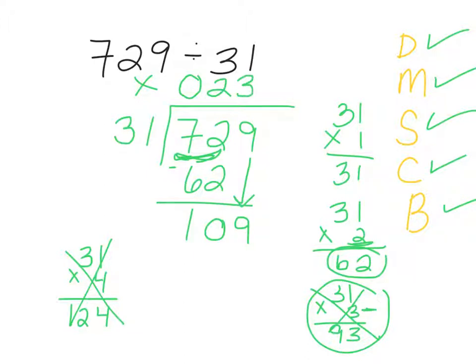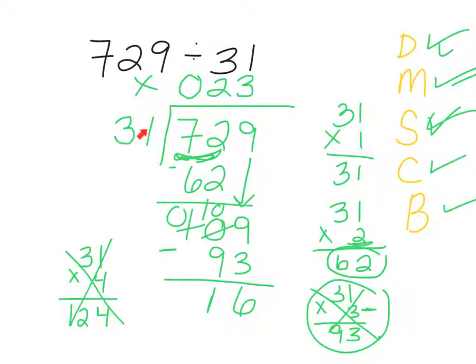up in the quotient, and then we're going to multiply. 3 times 31 is 93, so we divided and we multiplied. Now we're going to subtract. And our answer is 16. So let's check. Is 16 less than our divisor? And it is, so we're good to go. Now let's bring down, if we have something to bring down, but we don't have any numbers here, so we are done. And our answer for this problem would be 23 remainder of 16.